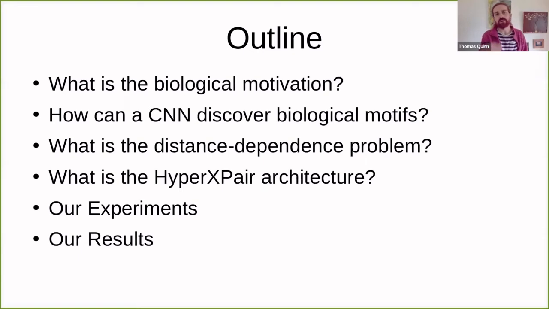The outline for this talk is as follows. We'll start by describing what the biological motivation for this work is. We'll then talk a bit about how CNNs can be used to discover so-called biological motifs. I'll then present what I call the distance-dependent motif interaction problem and state what that is clearly. I'll then present to you the HyperXPair architecture, which we propose as a solution to the distance dependence problem. I'll then review some of the experiments that we performed and the results that we got.